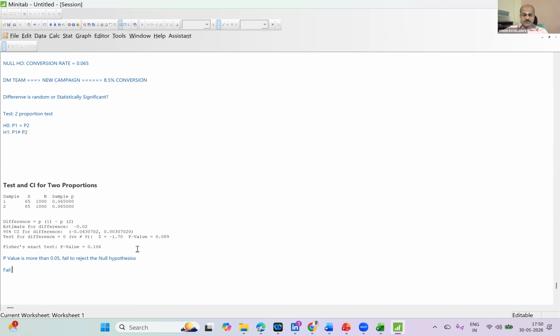Failed to reject the null means what? There is no difference. Accept the null means both campaigns are performing equally only. Even though the number shows a difference, the difference is not statistically significant. The chance of the difference misleading you is very high, so you should not believe the data. Are you with me, all of you?